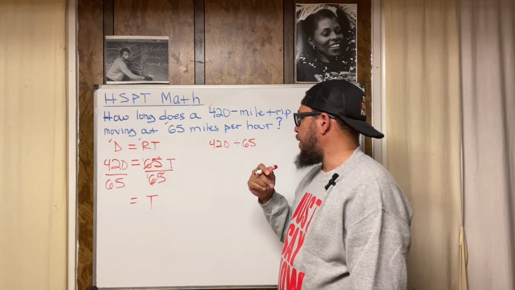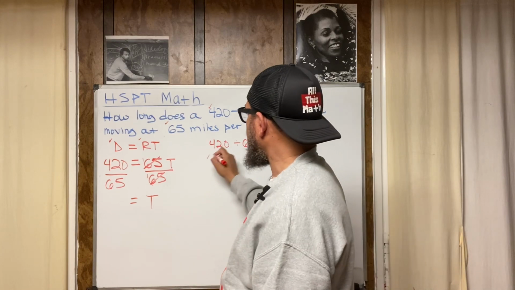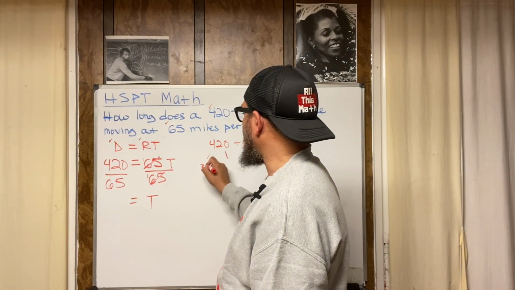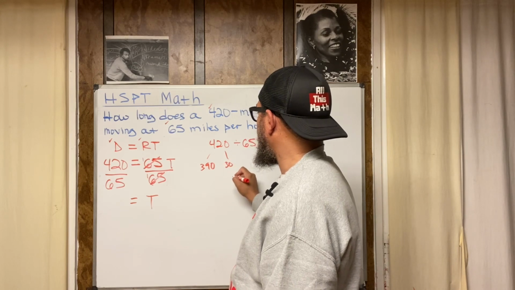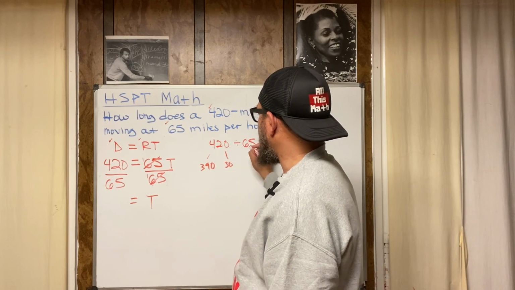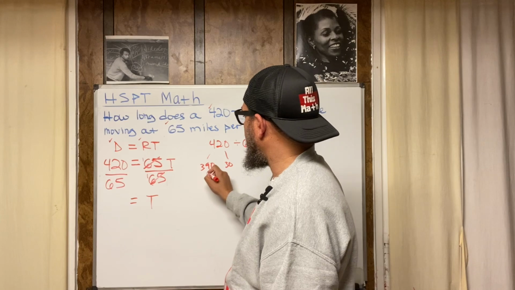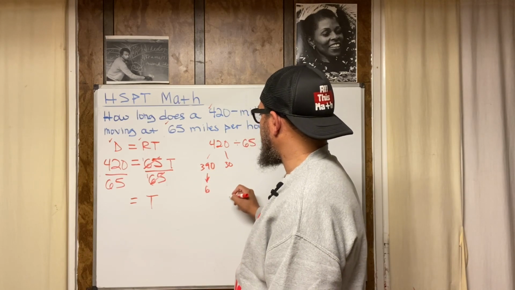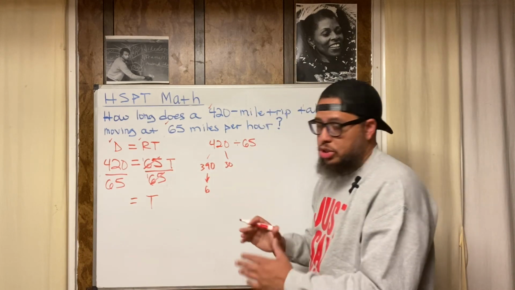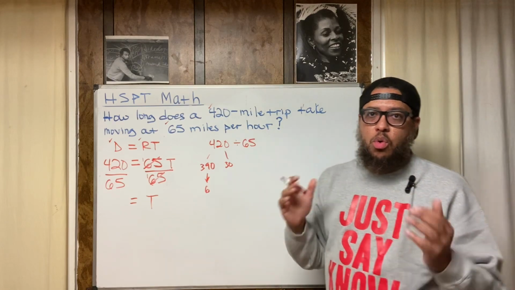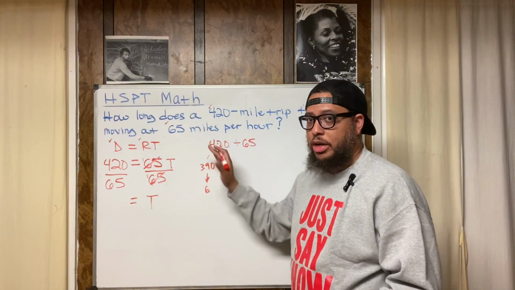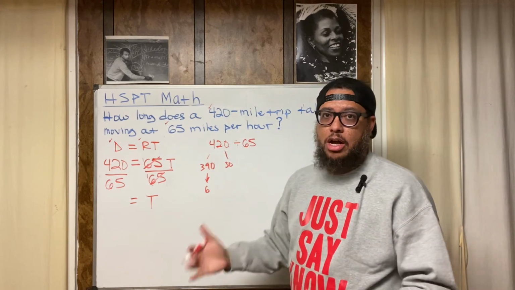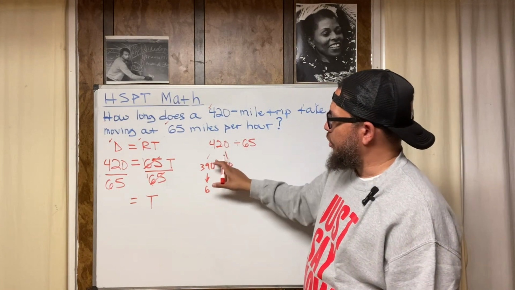So that means, let's say I break this down into 390 and 30, right? 390 divided by 65 is 6. This is called the partial quotients method. If you learn this in school, it's probably not going to be written like this. It'll be written differently, but it's still the same concept. Break 420 into 390 and 30.